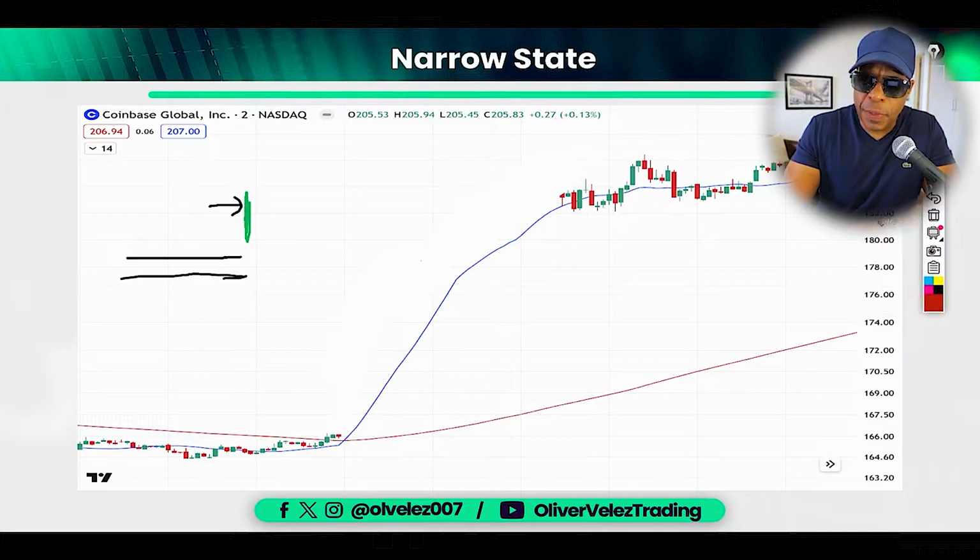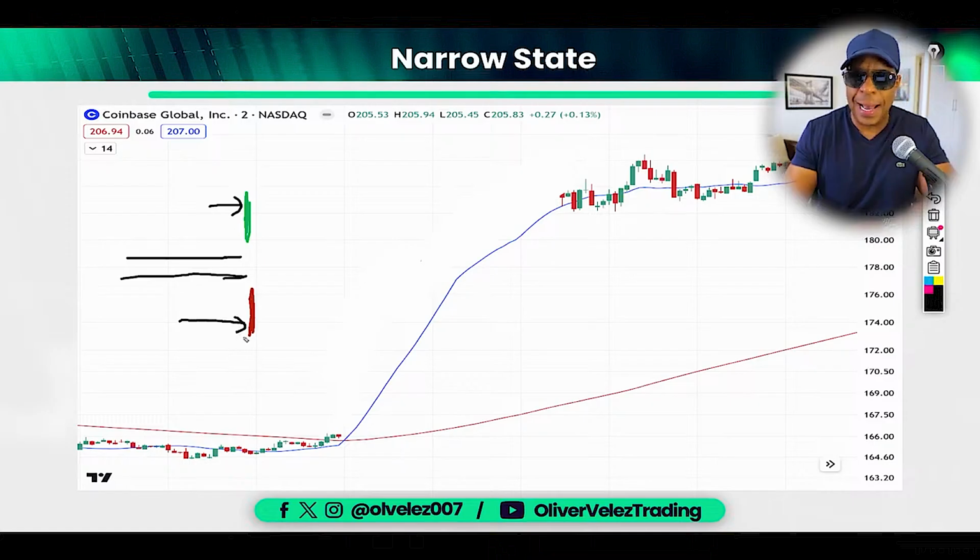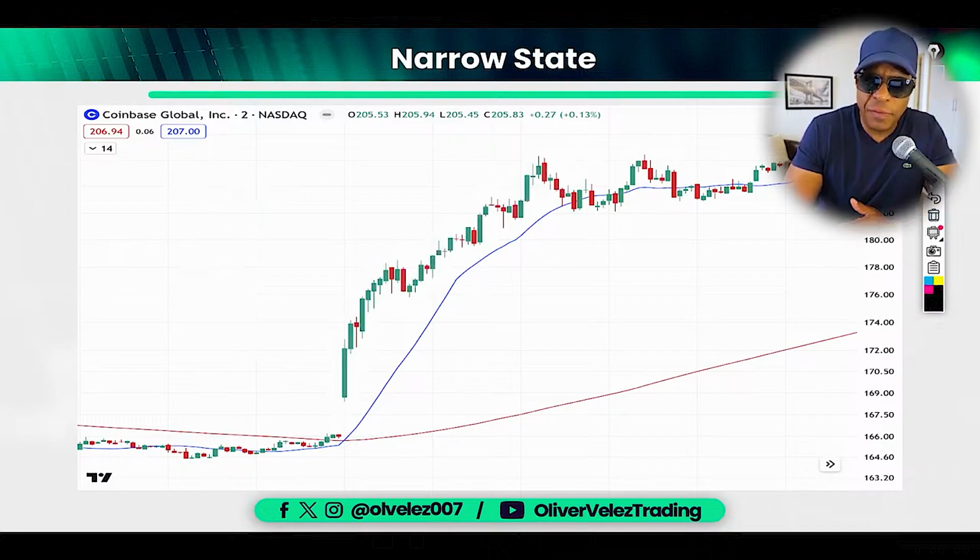If it starts off out of the narrow state with power red to the downside, we're going to pile into that power red bar to the downside. Okay? But we don't know yet. But you don't have to know. We don't have to know what's going to happen. Boom! We just wait for it to happen.